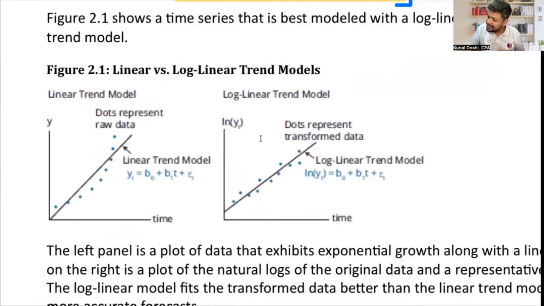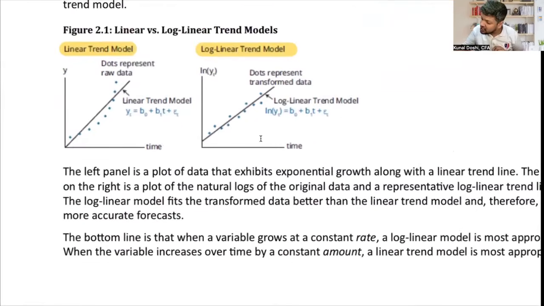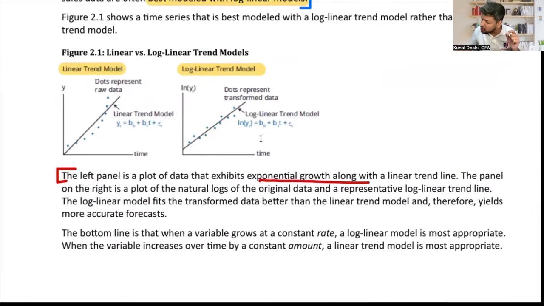So you have both the models: the linear trend model, for example, for inflation, which can increase or decrease, and the log linear model, generally used mostly for asset prices. Can I use the linear trend model for exponential growth? What exactly and when will I use which? They have mentioned here that the left panel is a plot of data that exhibits exponential growth along the linear trend line. If I have exponential growth with a linear trend line, then it's better I use the log linear model.